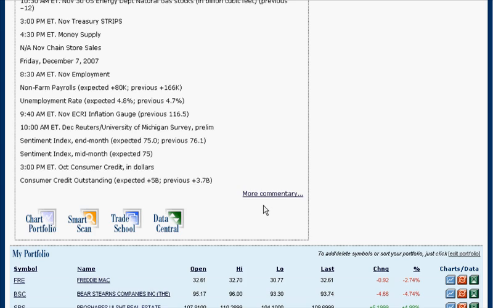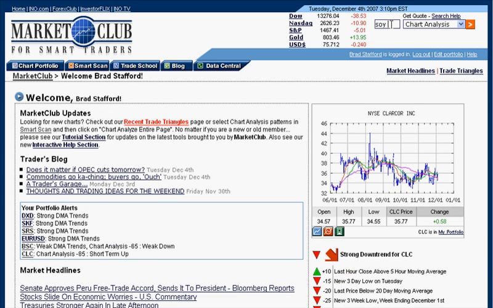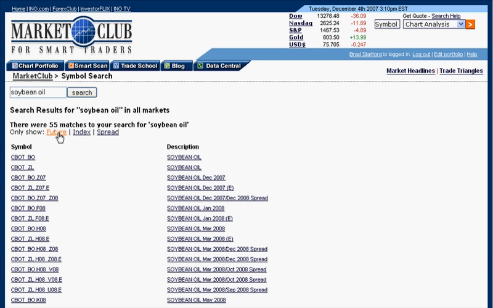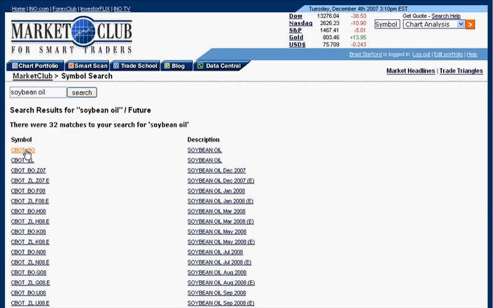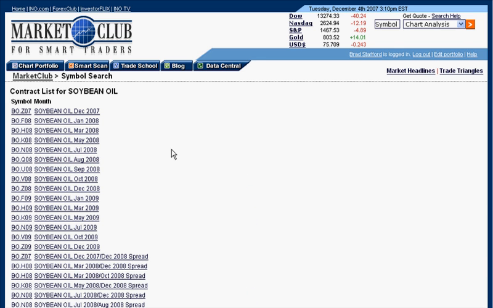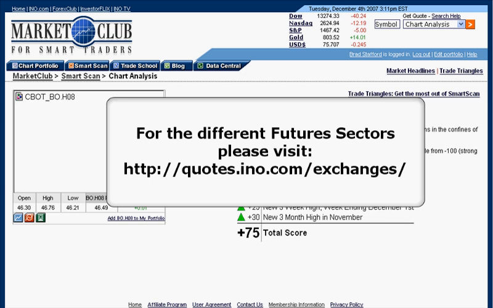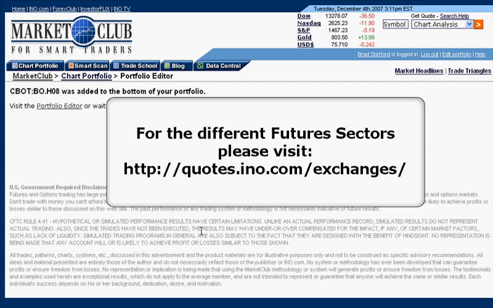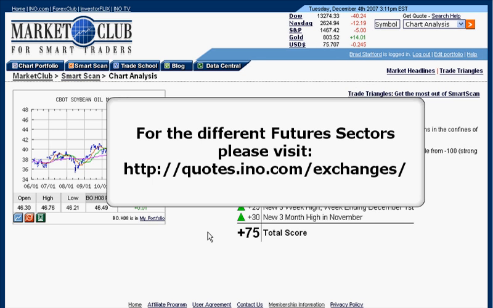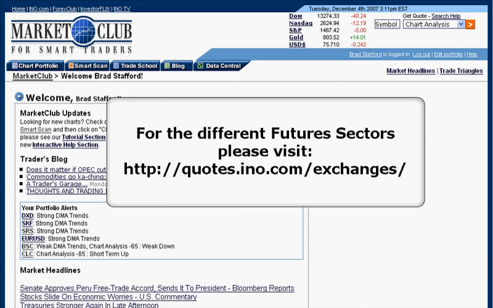So we have crude oil here. I'm going to do a search for soybean oil, and I'm looking for the future, and then I have the Chicago Board of Trade, and then let's go with the March contract, and let me just add the March contract to my portfolio. So already I'm diversifying within my portfolio.